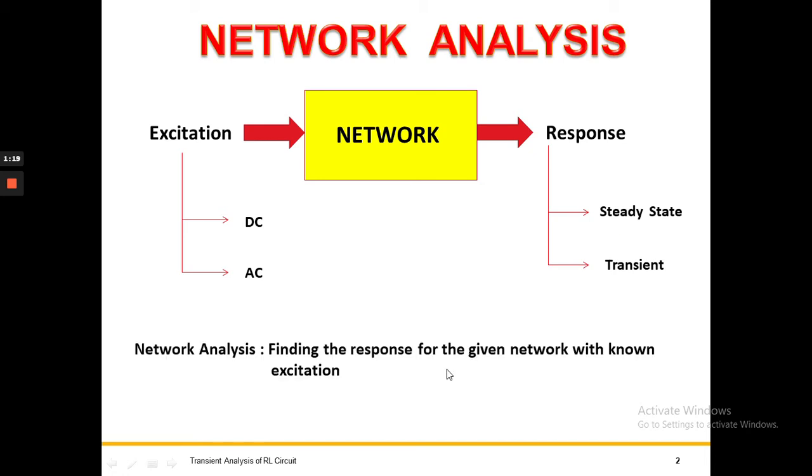So network analysis means you are finding out the response of a given network, with a known topology of the network, for a known excitation. That means in network analysis, the topology of the network you will be knowing, and for a specific input, finding out the corresponding response is called network analysis.